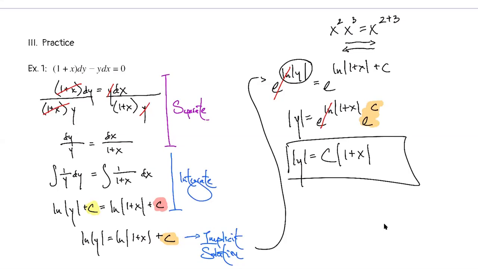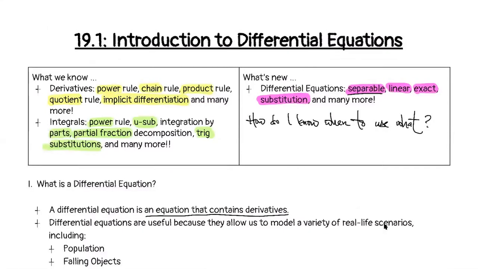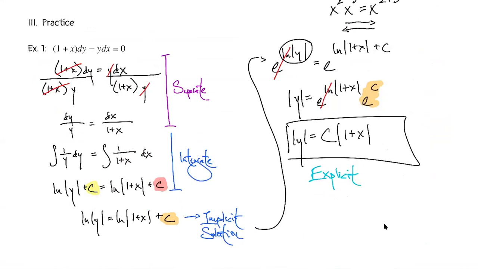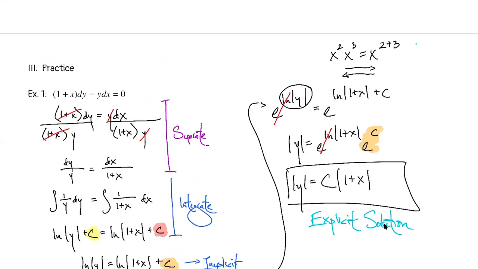Professor, the e to the c, it was plus c up there, but is it times c in the bottom? Yep. It's for this reason. That's why it becomes a multiplication. Does that make sense? Yeah.